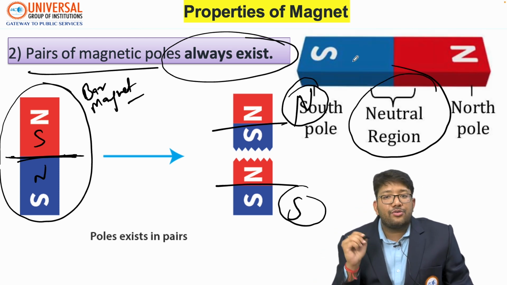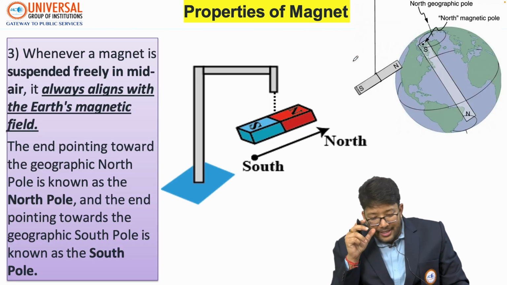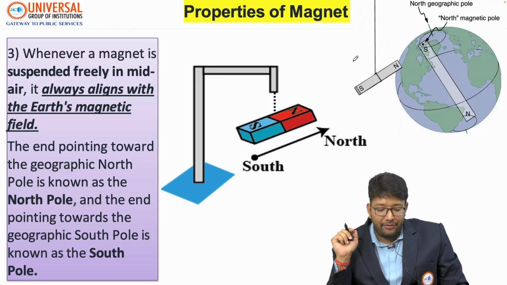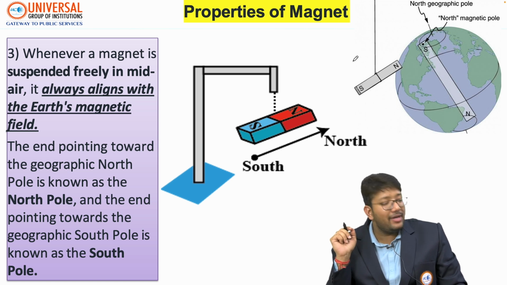This particular region is called the neutral zone. Fine. Third, whenever a magnet is suspended freely in mid-air, it always aligns with the Earth's magnetic field. Very interesting thing. Let me show you by an example itself.